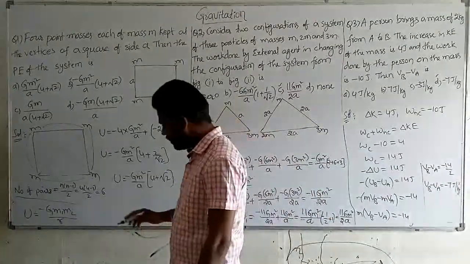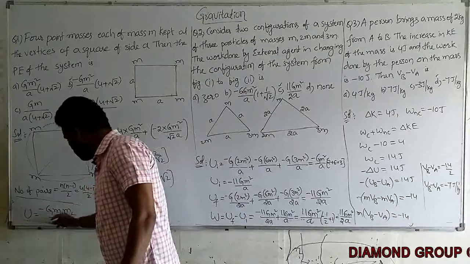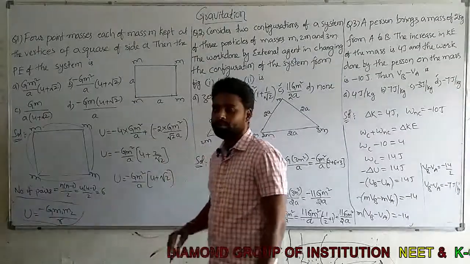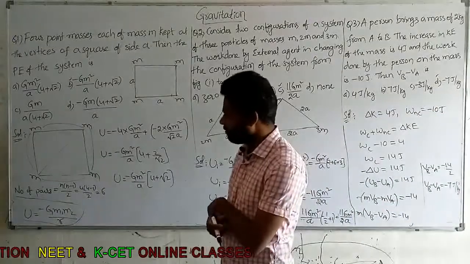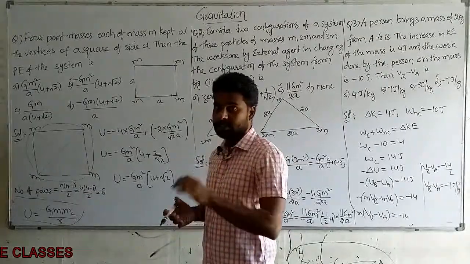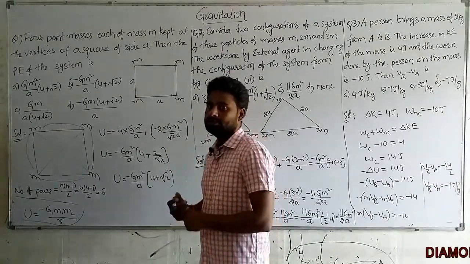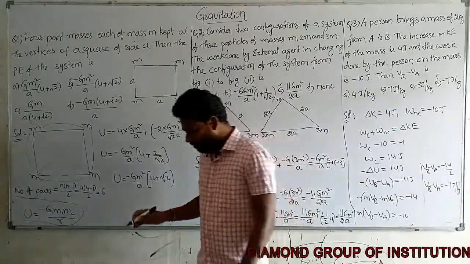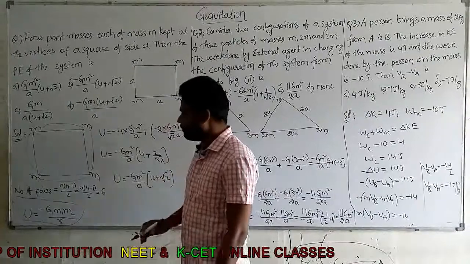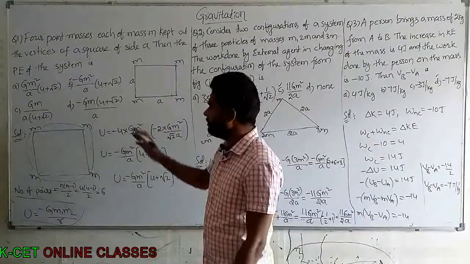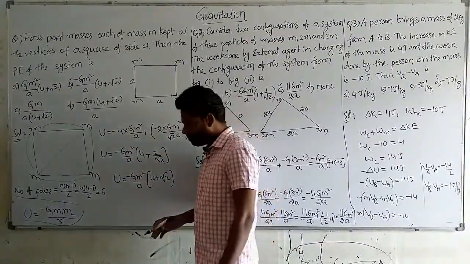The potential energy formula we already know: U equals minus G m1 m2 by R. So U equals minus G m1 m2 by R. Use this formula and find the potential energy between the masses, the particles.